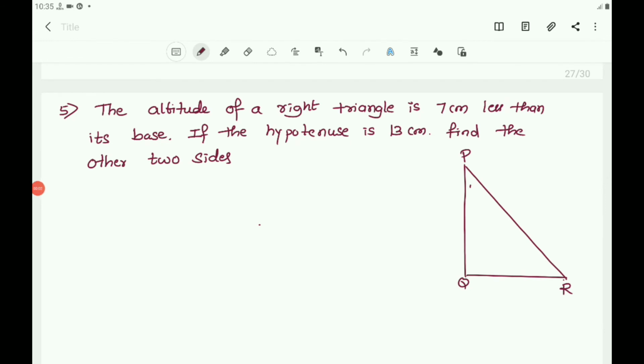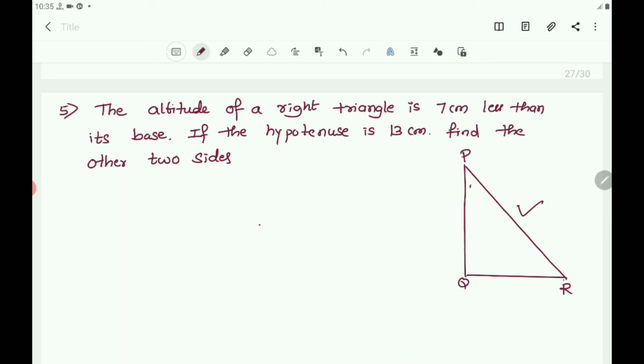Now the fifth question. The altitude of a right triangle is 7 cm less than its base. If the hypotenuse is 13 cm, find the other two sides. Now let us have the rough sketch of the right angle triangle PQR. Here Q is a right angle, PQ is the altitude, QR is the base, and PR is the hypotenuse.